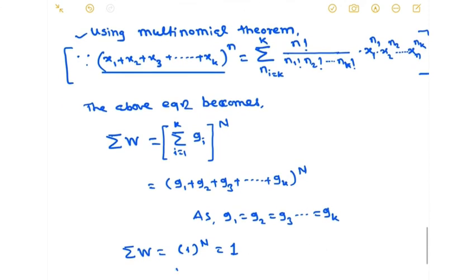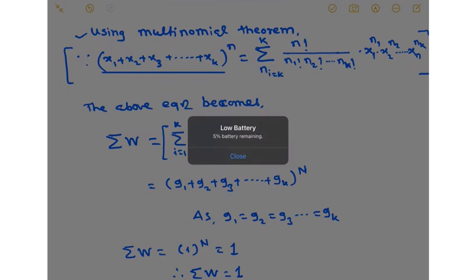What does it indicate? The total probability distribution is 1. It means that if all balls are distributed in a box, they must be found somewhere. This is correct, and that is the proof of that term.